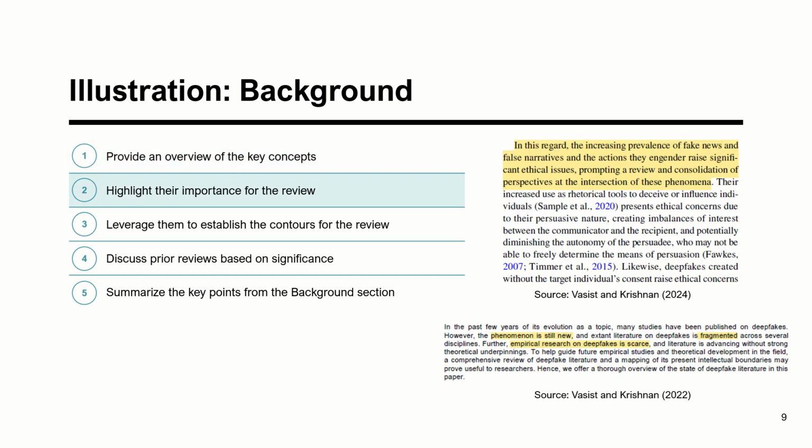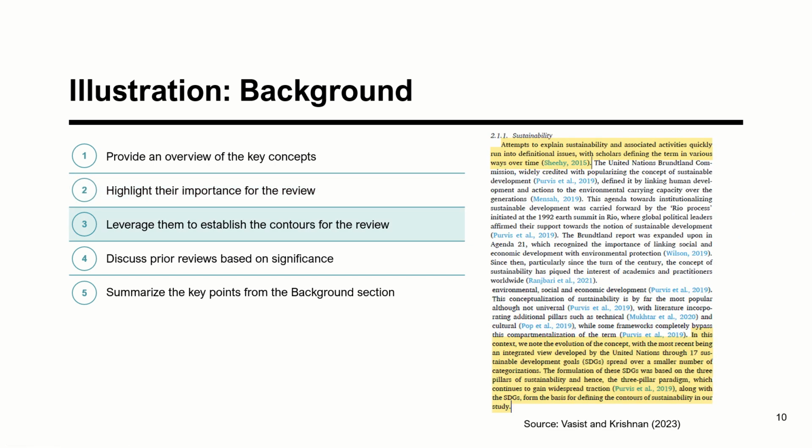Now, beyond offering an overview of the key concepts, it's also important that you highlight the importance of the current review. In this context, if you take the examples on the right, you will notice that the authors say that the phenomenon is new, it is fragmented, and empirical research is scarce. So broadly, they are suggesting that there is a need for a review in this regard.